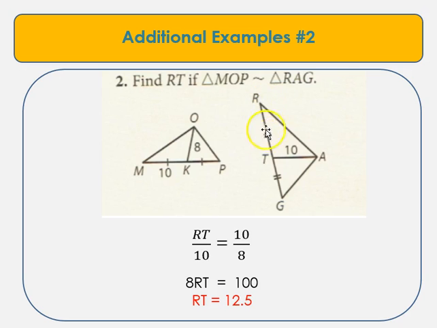And RT I will place in proportion to the median of this triangle, which will be 10. And then that will be equal to MK, which corresponds to RT, over 8, which corresponds to the length of 10. And now we multiply across. We have 8 RT equals 10 squared, which is 100. And if we divide by 8 on both sides, RT equals 12.5.